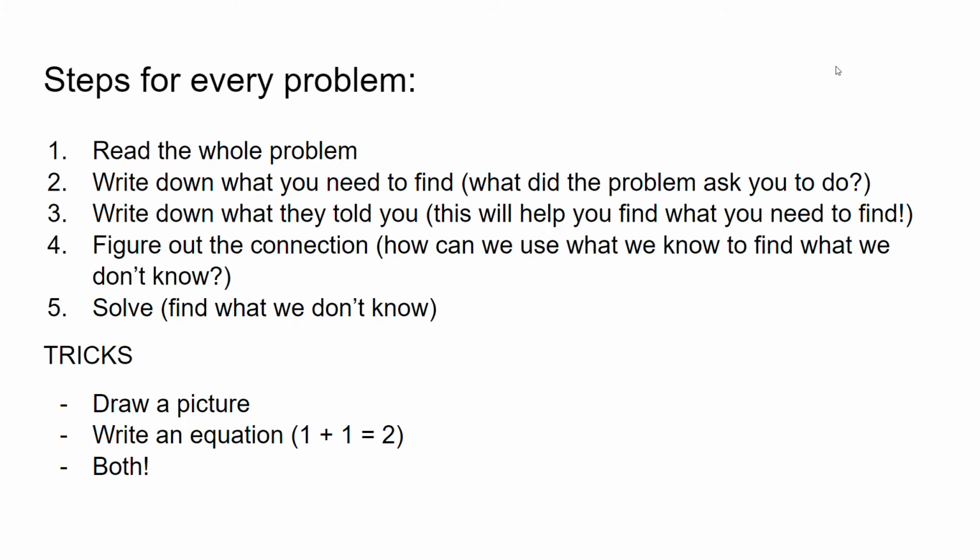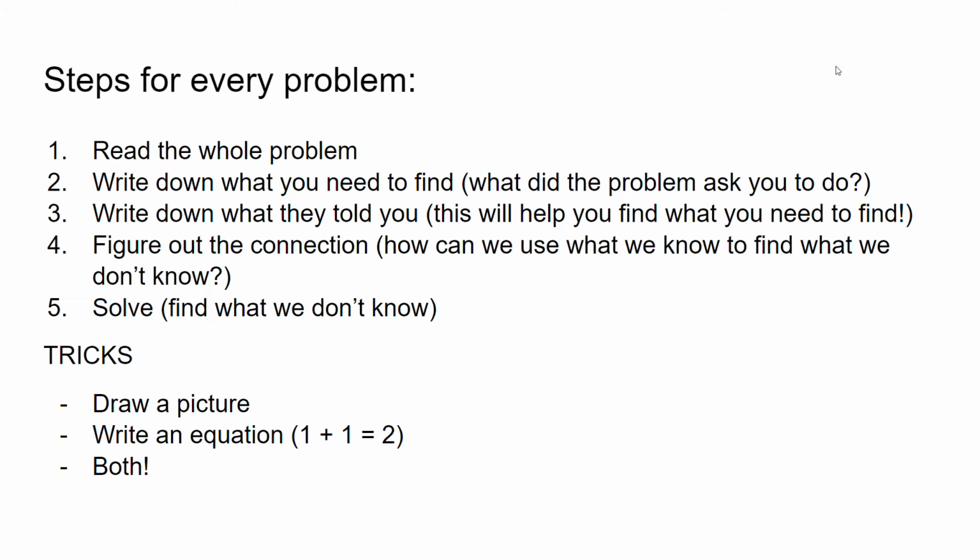Third, you're going to write down what they told you in the problem. So this is going to be any other number that they wrote down to help you find what you need to find. Then you're going to figure out the connection. How can we use what the problem told us in step 3 to find what we don't know? Then we're going to solve. That's when we're going to have all our numbers put together in such a way that the only thing that's not a number is the thing we're trying to find. And then we can use all those other numbers to find what we don't know.